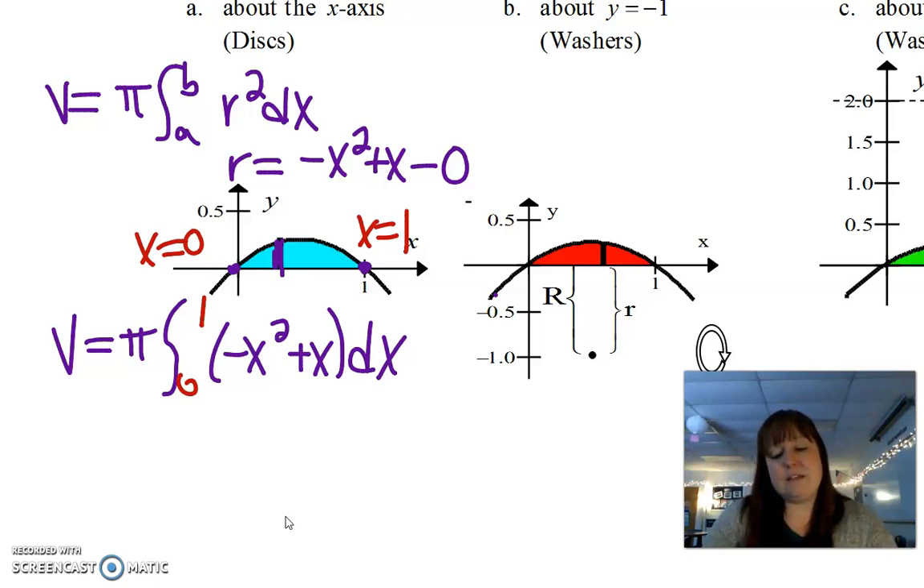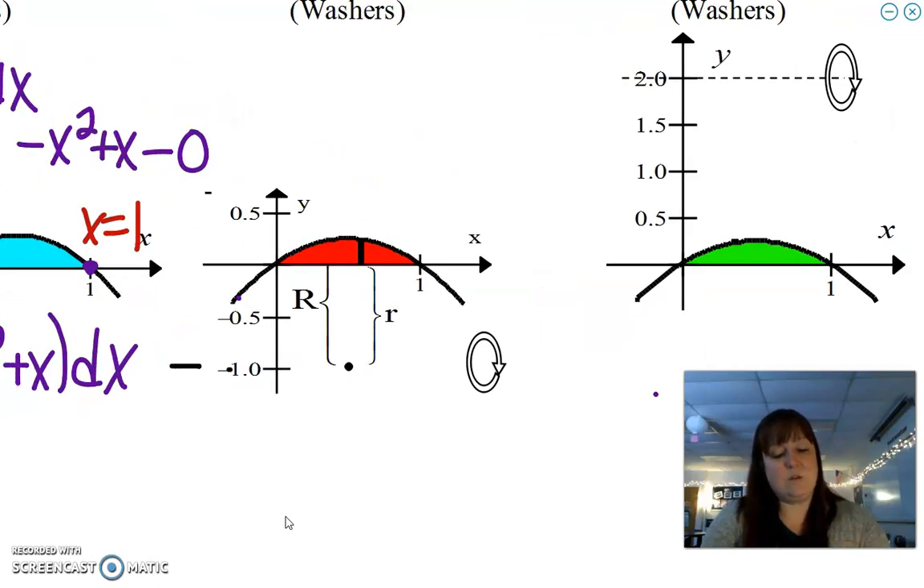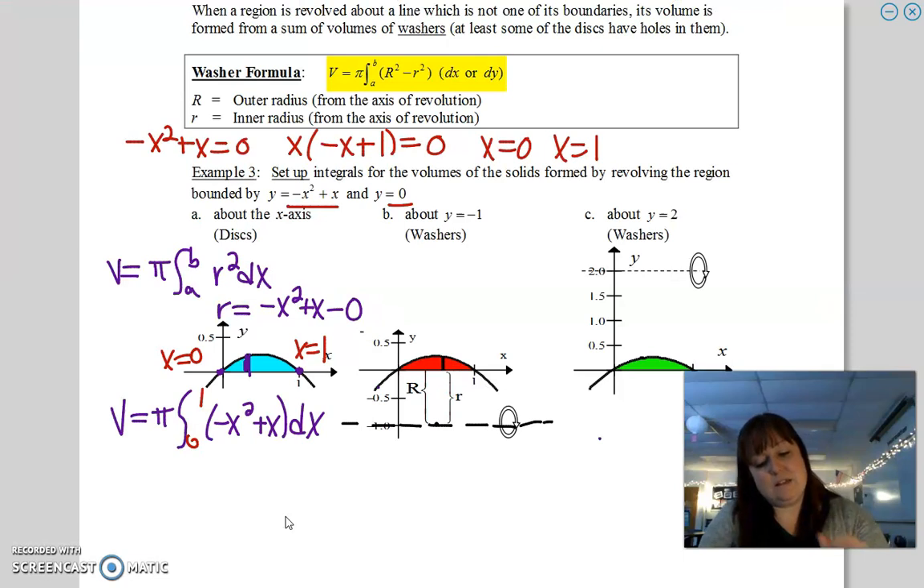Now, this next one, like I said, you're going to look at it and see that it's going to revolve around a different line. It's going to do a revolution around this line, y equals negative 1. So for the washer method, our formula, you can find it up here, is volume equals pi times the integral from a to b of big R squared minus little r squared dx. I forgot the pi. You can put the pi on the inside too.